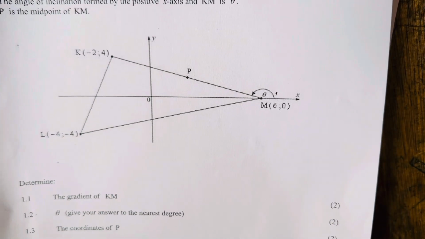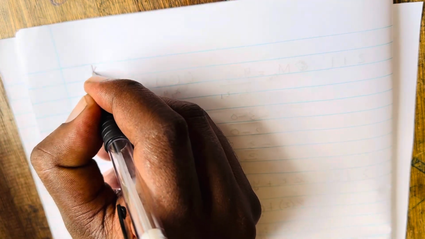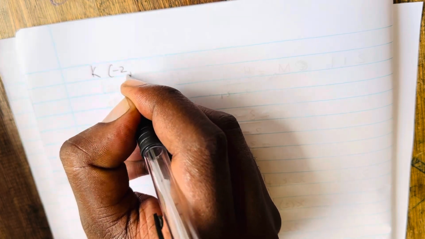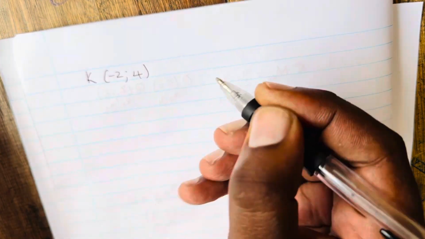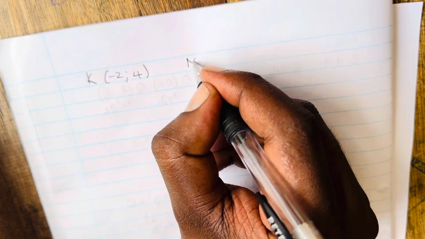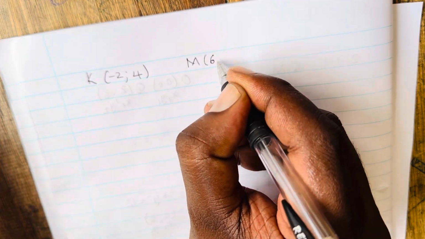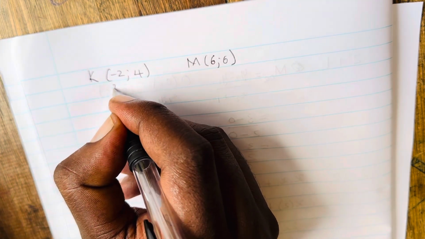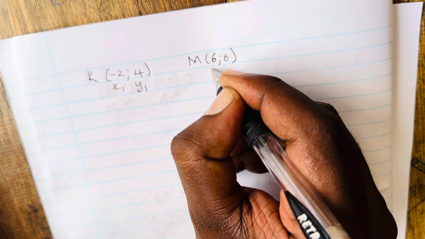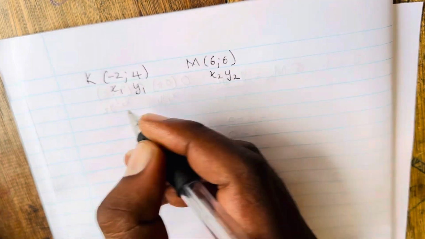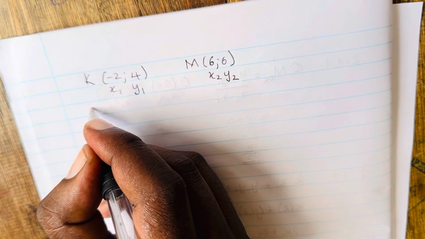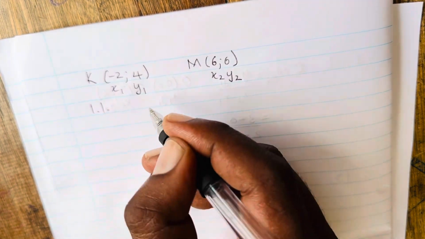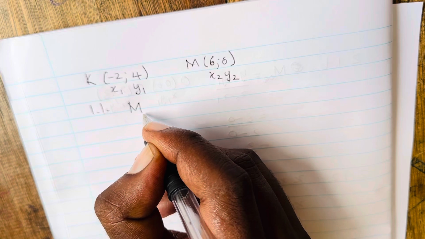This is the question: the gradient of KM. The first thing we're going to do is write the coordinates of K, which is (-2; 4), and M, which is (6; 0). We name our coordinates x1, y1, x2, y2. Now we are answering question 1.1.